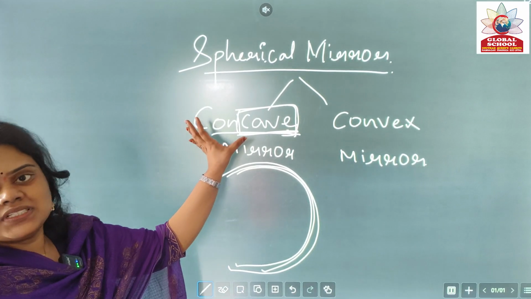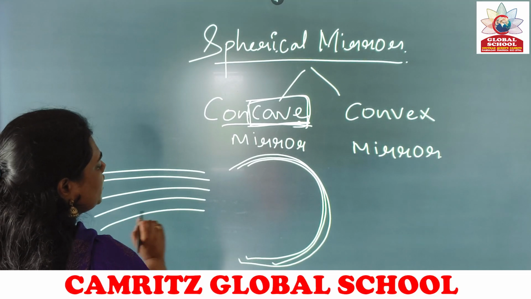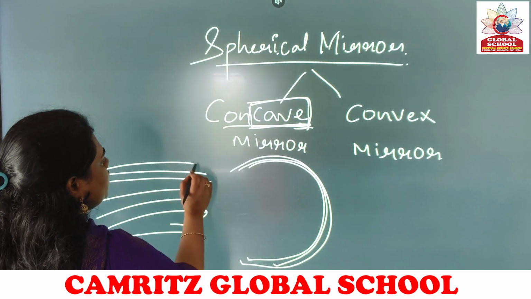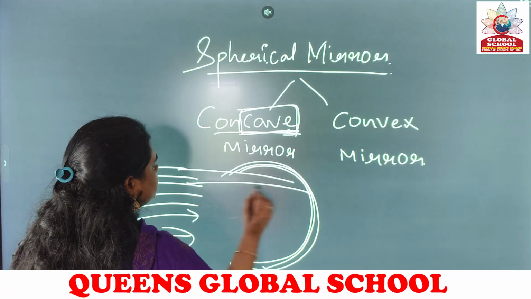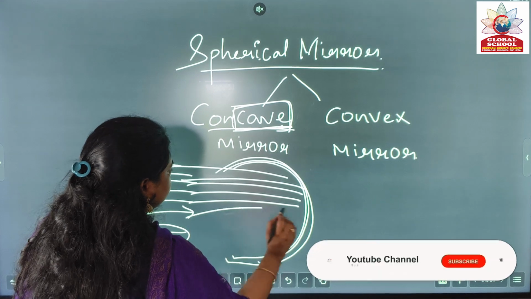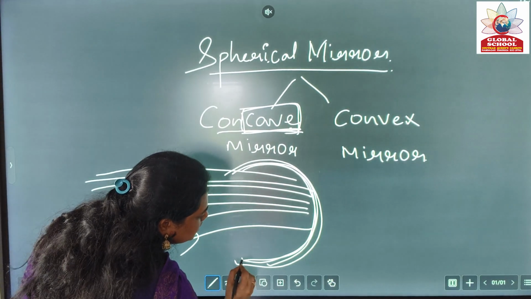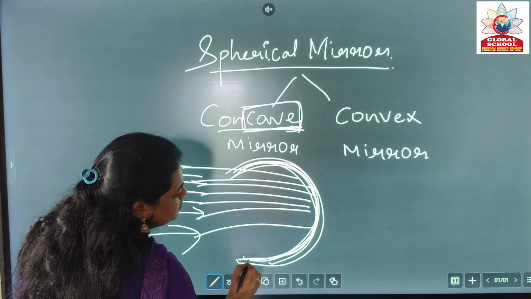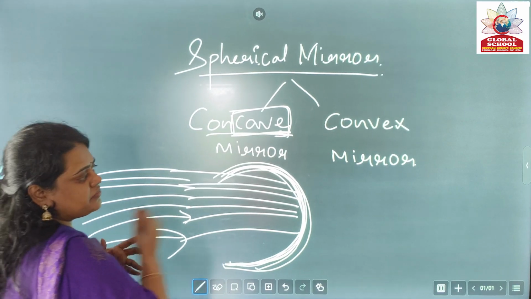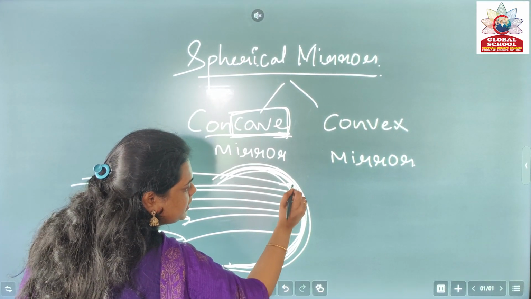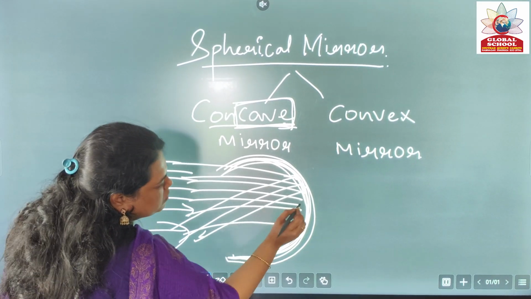So what happens in a concave mirror, when the light from a source, that might be a tube light or sunlight, whatever the source might be, when the light is entering into the concave mirror, inside this is the reflecting surface. The reflecting surface is inside. So what happens when the light touches the reflecting surface? It hits the reflecting surface and it bounces back.